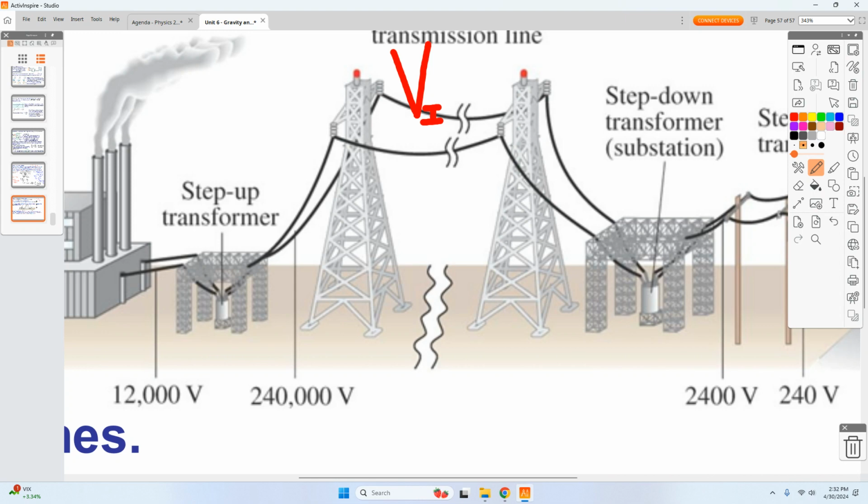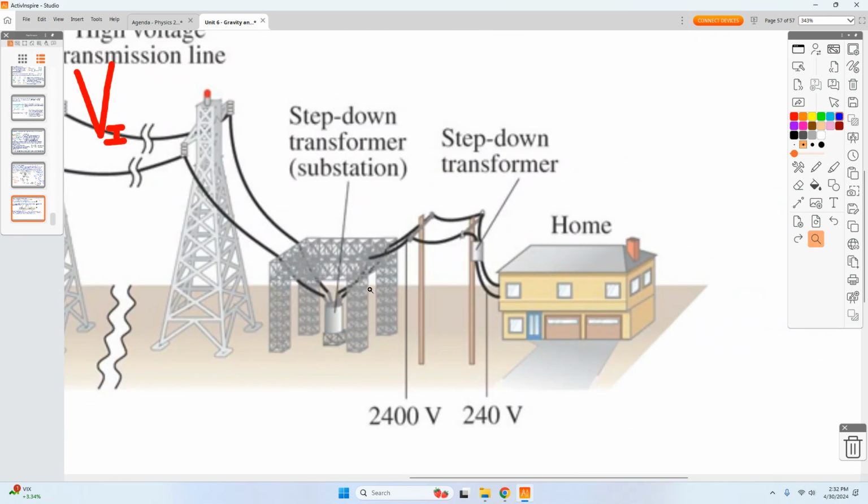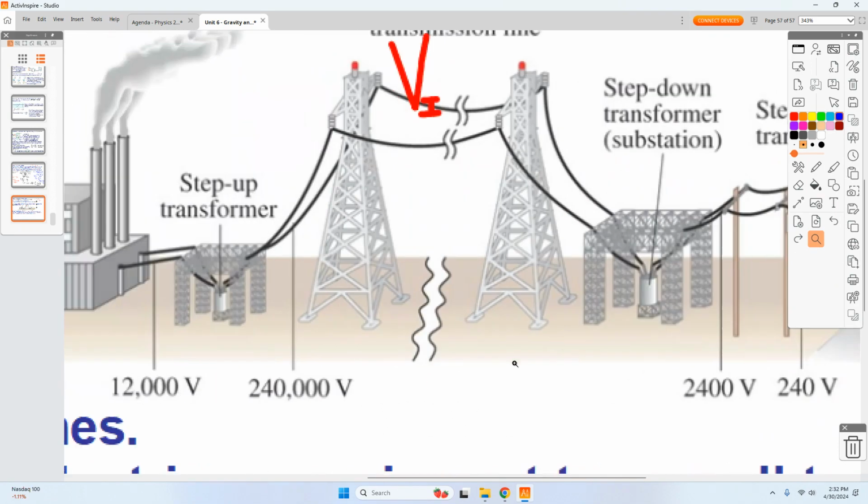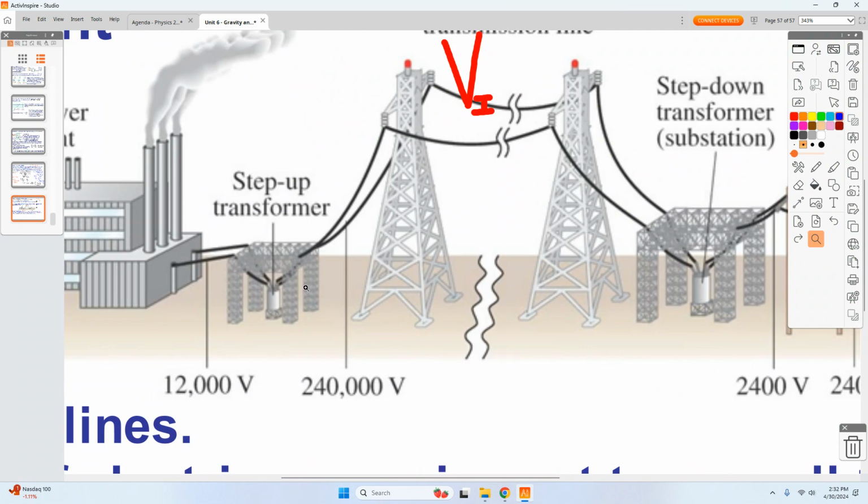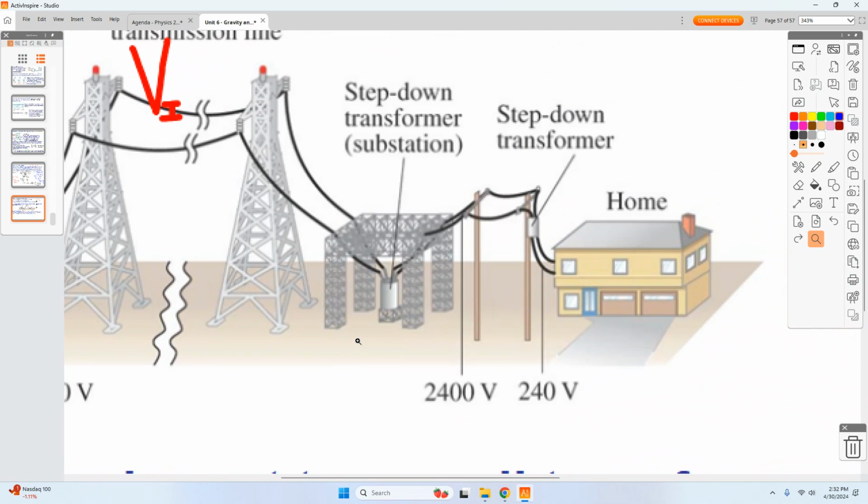Now, I step it back down. One of the keys to safety is that I don't want to have 240,000 volts brought into my homes. So you'll see these things. You don't usually see these. The step-up transformers right by the power plants, unless you live near a power plant, you're not going to see that. But you'll see these little substations.